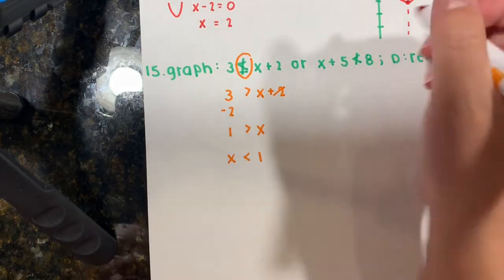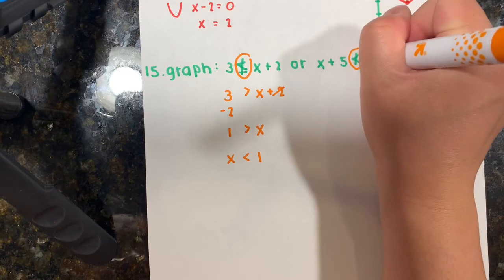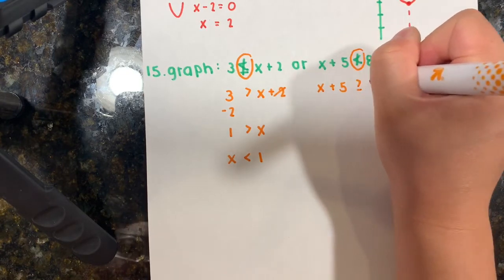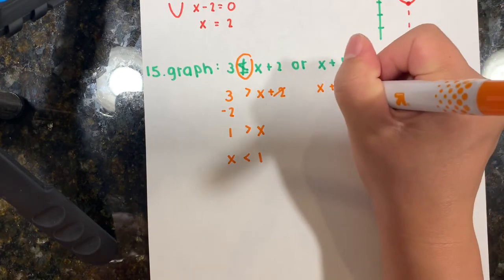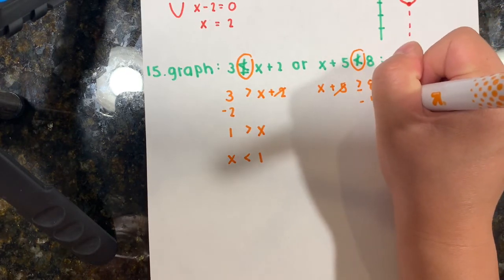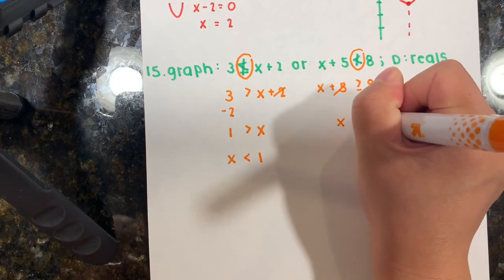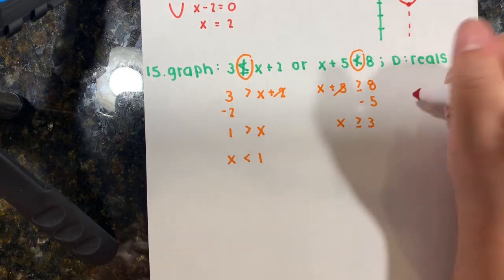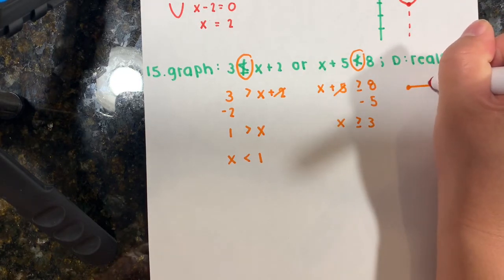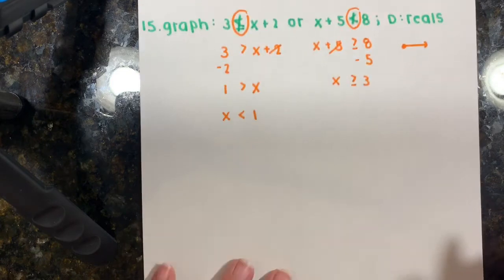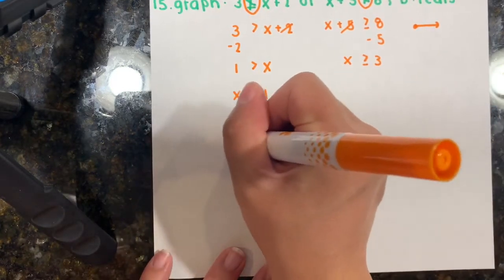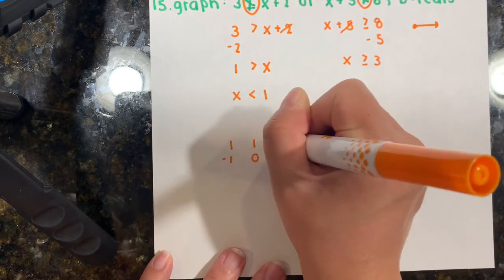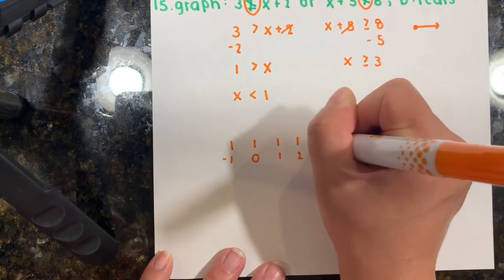Now I work on another one. I have to flip this inequality and add an equal sign. So that would be x plus 5 is greater than or equal to 8. Subtract the 5. So I get x is greater than or equal to 3. And the domain is real, so this is going to be a point with an arrow, not just dots. So now I have my 2 endpoints, so I'm going to go -1, 0, 1, 2.